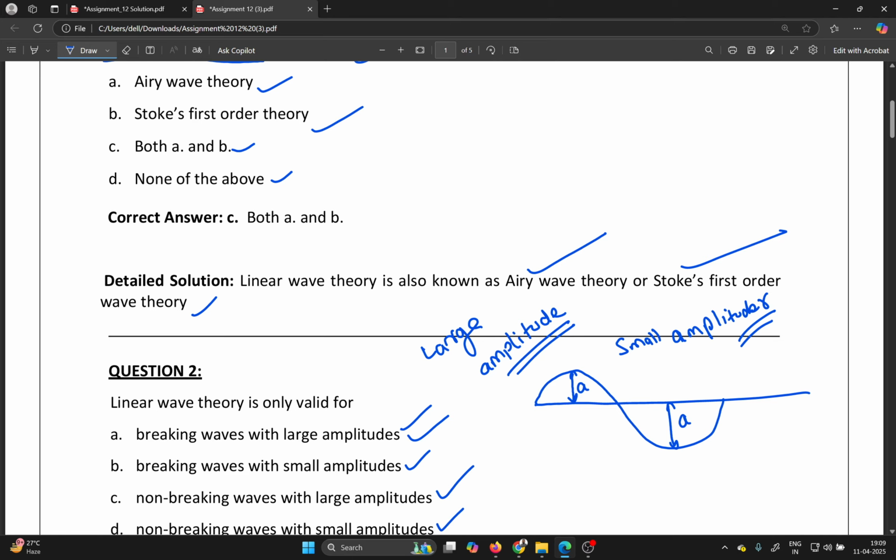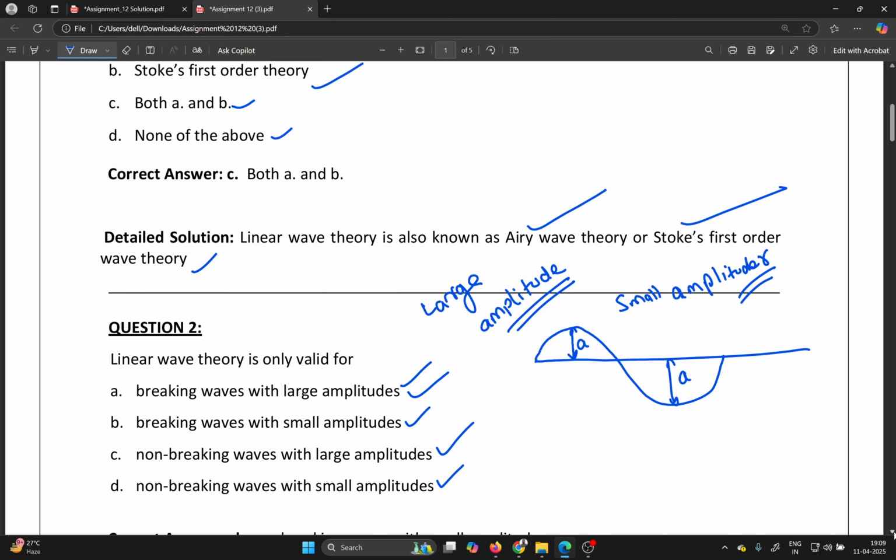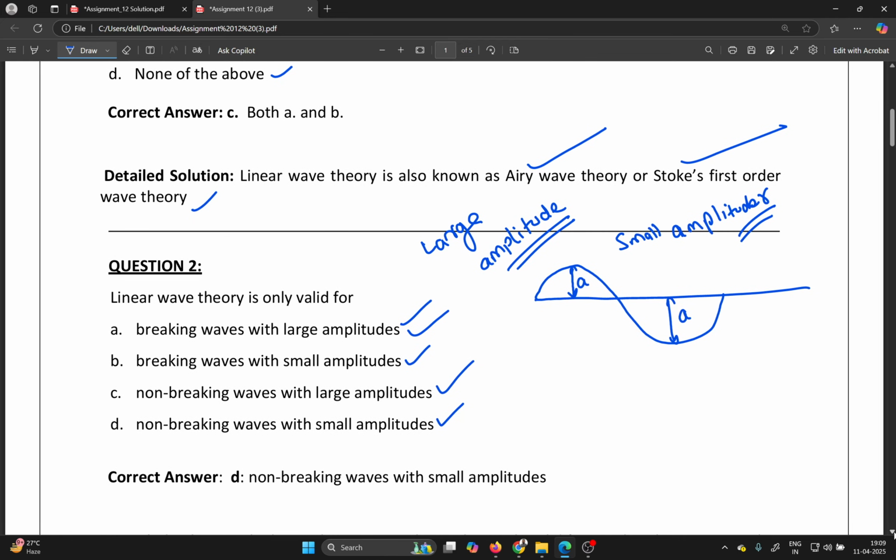So yes, let me just show you the answer. Option D will be correct here, non-breaking wave with small amplitude. For question number 2, option D will be correct, the non-breaking wave with small amplitude. Linear wave theory is valid for this. Okay.